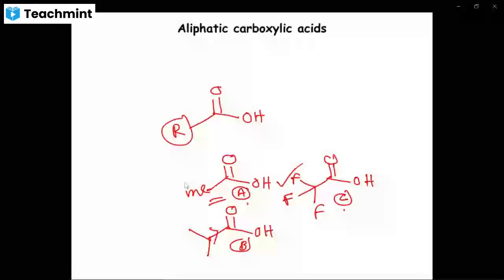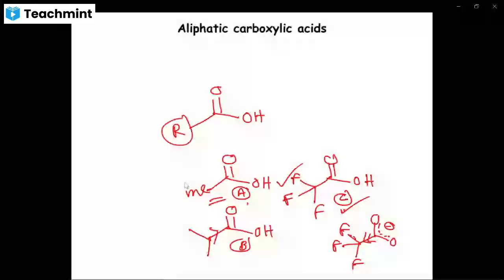C is greater, because here the conjugate base is stabilized by the minus I effect, right? So this is very simple. If you put an electron donating group, it will decrease the acidity. If you put an electron withdrawing group, it will increase the acidity, right? So this is about the aliphatic carboxylic acids. If you want to learn more examples, you can read Peter Sykes. A lot of examples are there. I am not discussing that here.